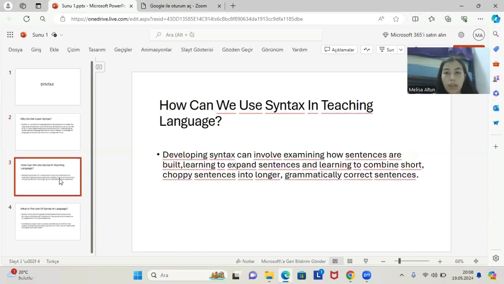So how can we use syntax in teaching language? Developing syntax can involve examining how sentences are built, learning to expand sentences, and learning to combine short, choppy sentences into longer, grammatically correct sentences.